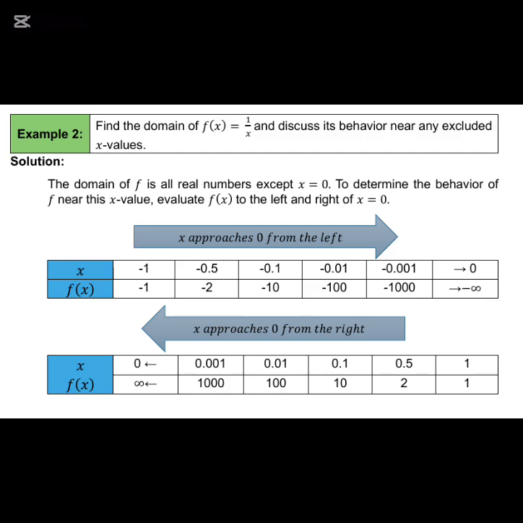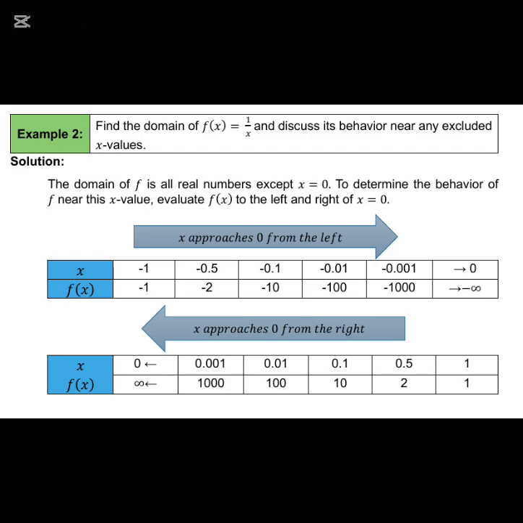Example number 2. Find the domain of f of x equals 1 over x, and let's discuss the behavior near any excluded x values. The solution: the domain of f is all real numbers except x equals 0. To determine the behavior of f near this x value, evaluate f of x to the left and to the right of x equals 0.